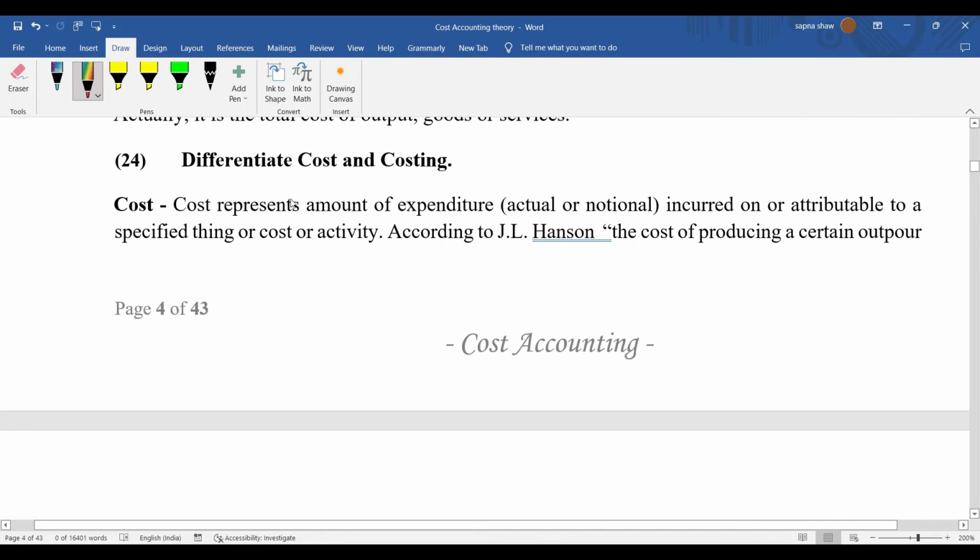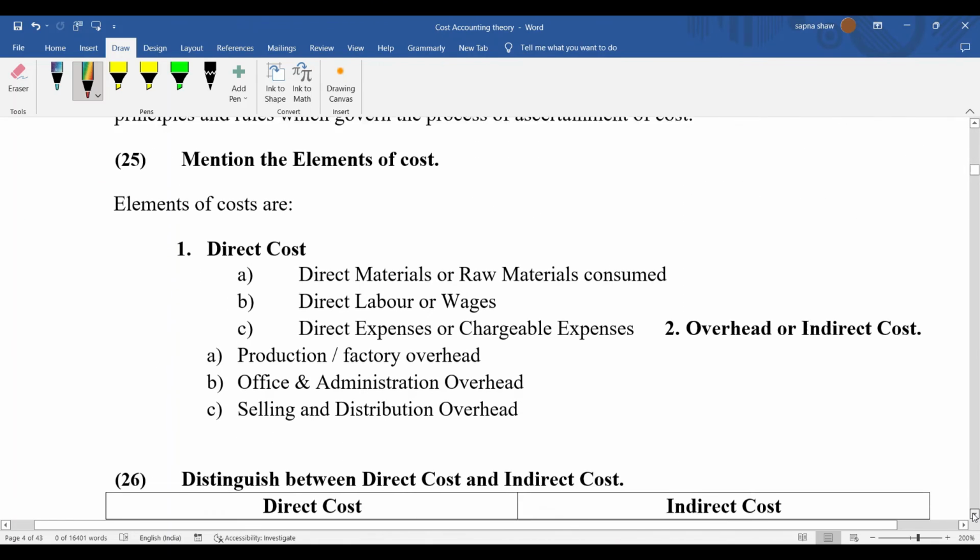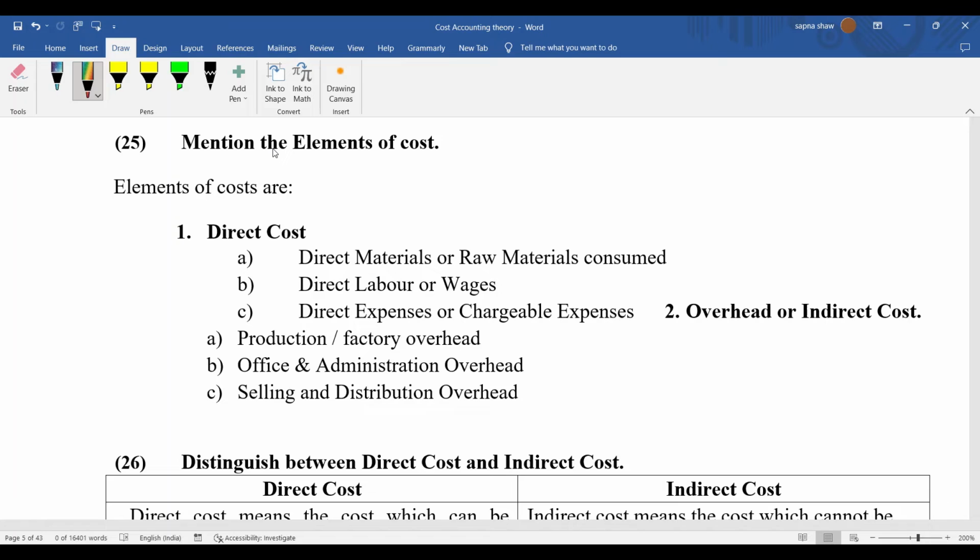Next question is differentiation between cost and costing. This I will not explain again, the reason is we have discussed it yesterday. Next is an easy one.